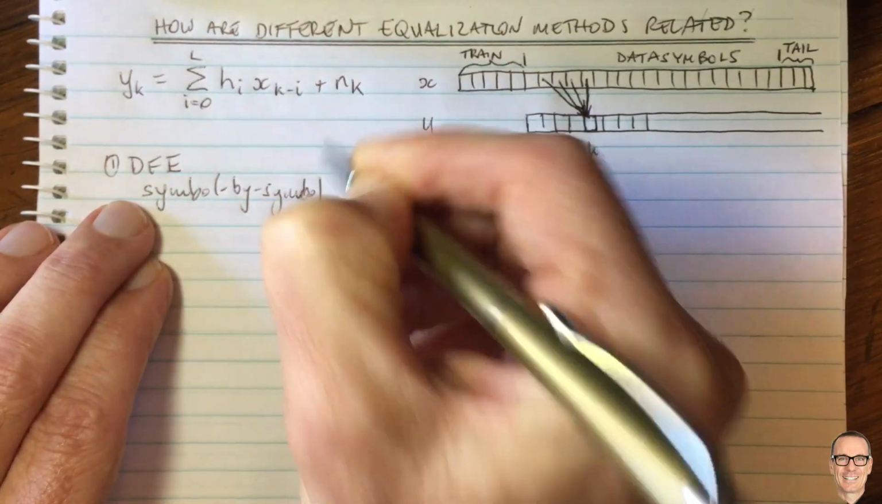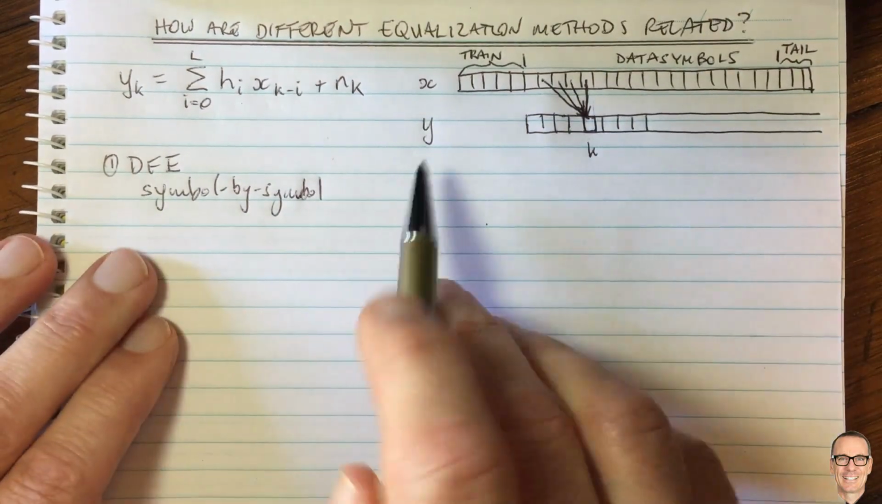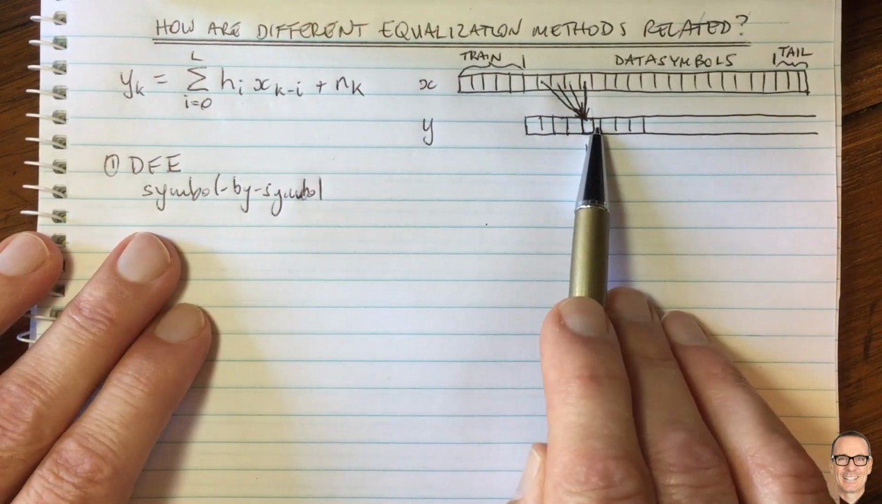And that's important for what comes later. So this is a symbol by symbol process where you are making decisions on the symbols as you go, and then you are subtracting them off from the next measurement.